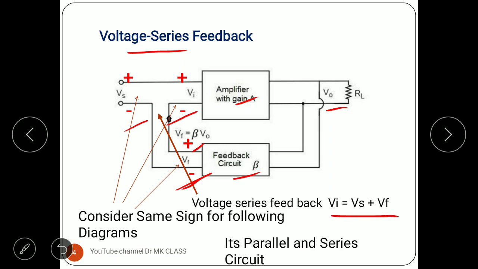So Vi equals Vs plus Vf, the feedback we are adding. That is the adder here. Actually a mixer circuit should be used, but everywhere it may not be used directly, it may just be connected. Consider the same sign convention for all the following diagrams, so that you can see voltage series, current series, all very easily. And whether it is a parallel or series circuit, you can also identify very easily.